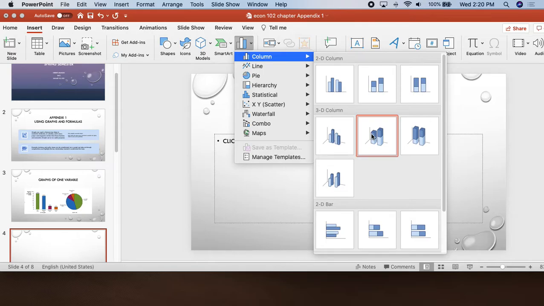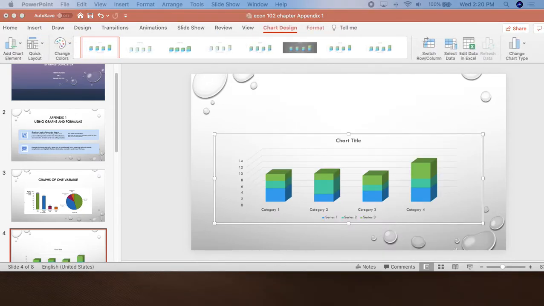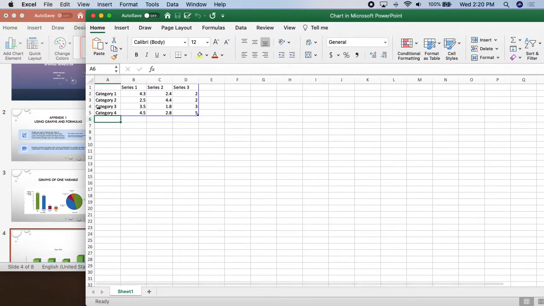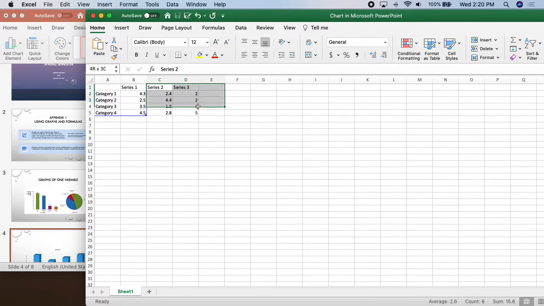So we click on that one. And once you do that, an Excel document is going to open like this. In this case, we're only using one variable, so we're going to delete these series 2 and 3. So we just highlighted those, click the delete on our keyboard, and they're gone.